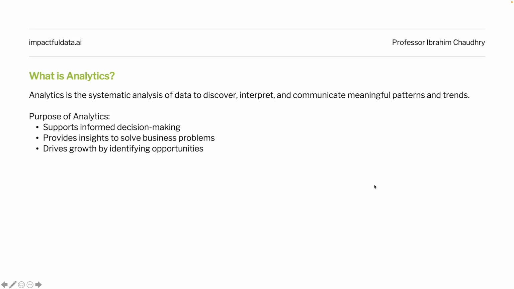So, what is analytics? Analytics is the systematic analysis of data to discover, interpret, and communicate meaningful patterns and trends. The purpose of analytics is to support informed decision making, provide insights to solve business problems, and drive growth by identifying opportunities.